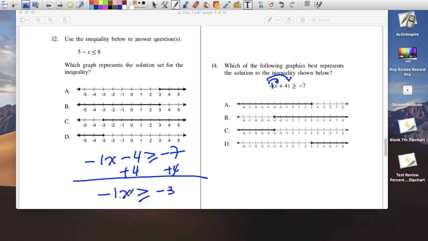Now, if that was positive x, I wouldn't put the negative 1. I'm just showing this so that you know. Now I have to divide this by negative 1 and divide this by negative 1. So these two negatives become positive, and x is going to be less or equal to, switch signs because you divided by a negative, and negative 3 divided by negative 1 is 3. So we're looking for something that starts on 3, it's shaded and points that way. So we're looking at C.